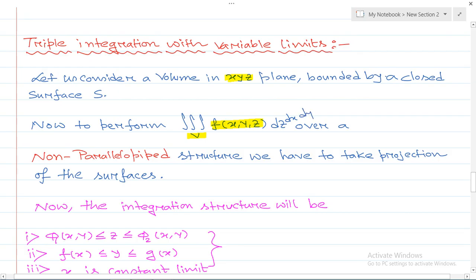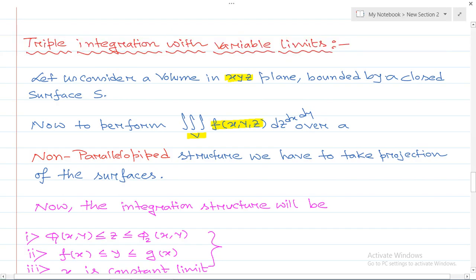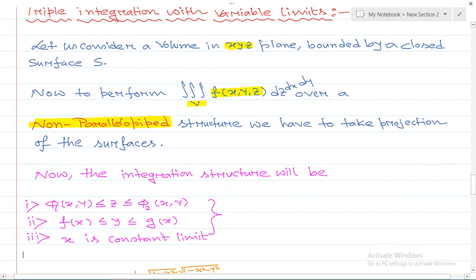Now definitely the region should not be in the shape of a rectangular three-dimensional diagram, that is, a parallelepiped. If it is a non-parallelepiped type of structure, then only we will be able to apply this concept of the variable limit. Now for the triple integration, the variable limit will be in the following manner.